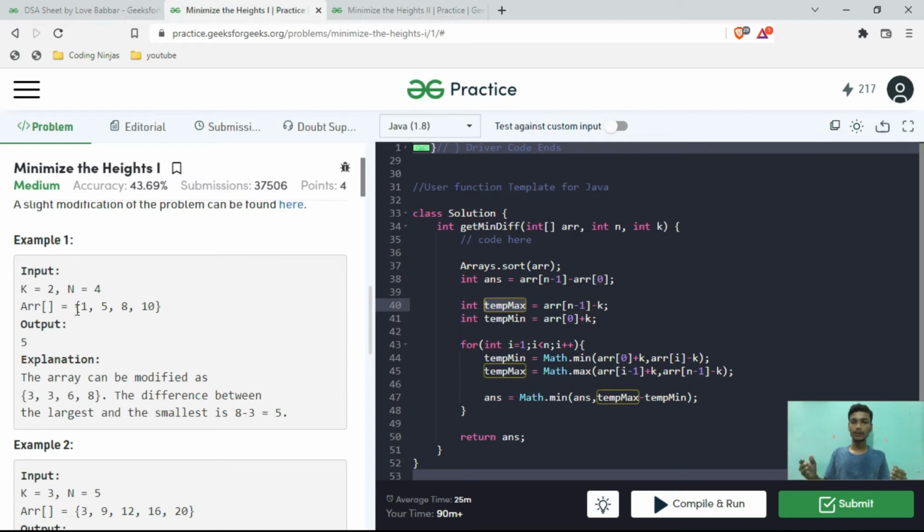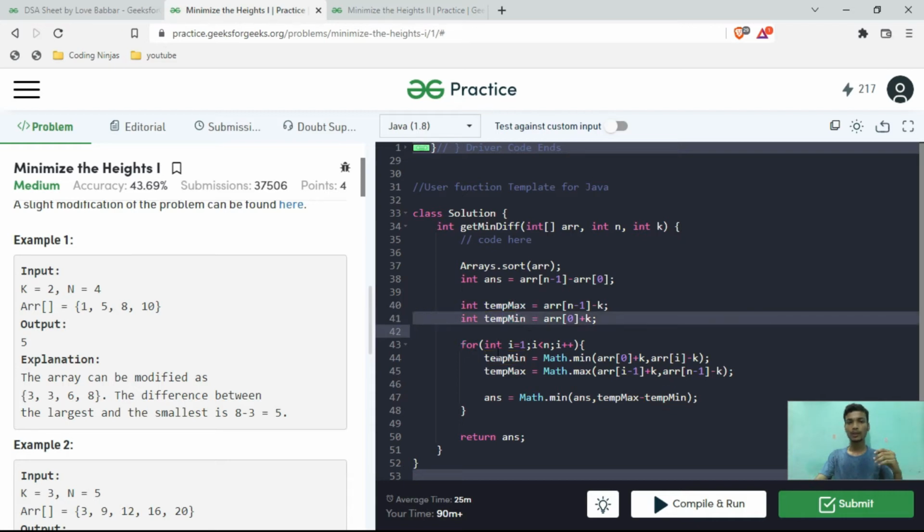So let's understand this by code. Here our heights are sorted in ascending order, and initially our answer is the largest height minus the smallest height, that is, the height of the largest and the smallest element of the array after sorting. After modifying, the maximum height becomes the previous maximum height decreased by k. This is the line. And the minimum height after modifying is the previous smallest height increased by k.